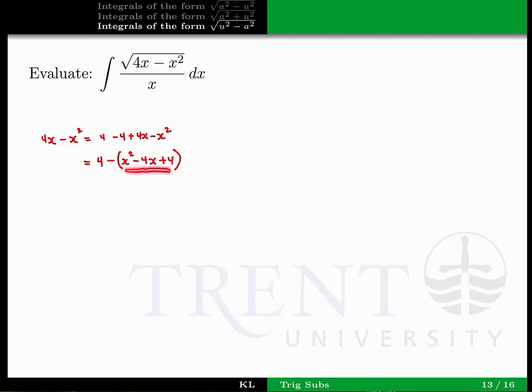But what is this x squared minus 4x plus 4? This is a perfect square trinomial. That's what happens when you do completing the square. From an expression, if you complete the square, it means you get a perfect square. In this case, x squared minus 4x plus 4 is a perfect square trinomial that can be written as x minus 2 squared.